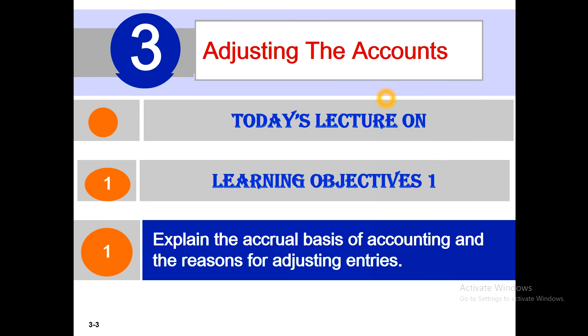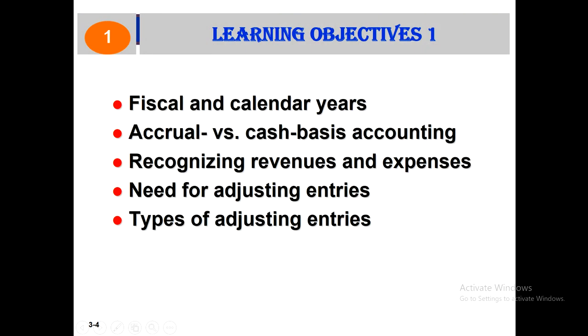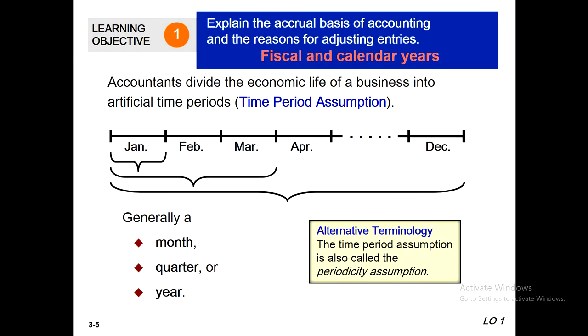Today's lecture learning objectives: explain the accrual basis of accounting and the reasons for adjusting entries. We have 5 points. Today we discuss the first 3 points: fiscal and calendar years, accrual versus cash basis accounting, and recognizing revenues and expenses.